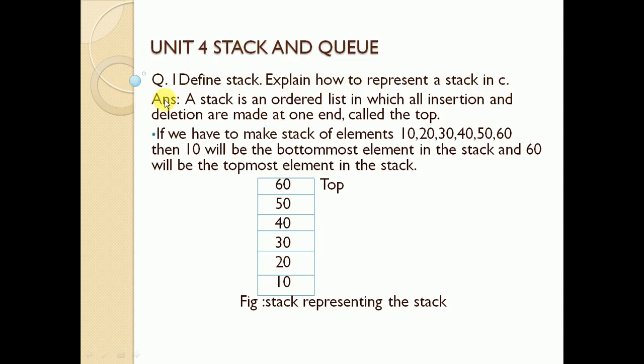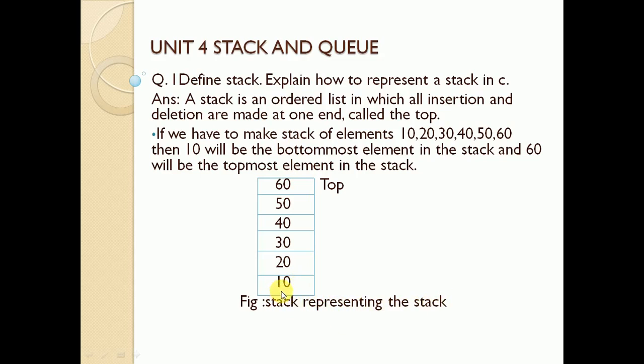Basically, a stack is a data structure, an ordered list, in which all insertions and deletions are made at only one end, and that end is called the top end. Suppose we have to make a stack of elements 10, 20, 30, 40, 50, 60. Then 10 will be the bottommost element, as you are seeing in this diagram. 10 is the bottommost element in the stack and 60 is the topmost element. So this diagram shows the representation of the stack.